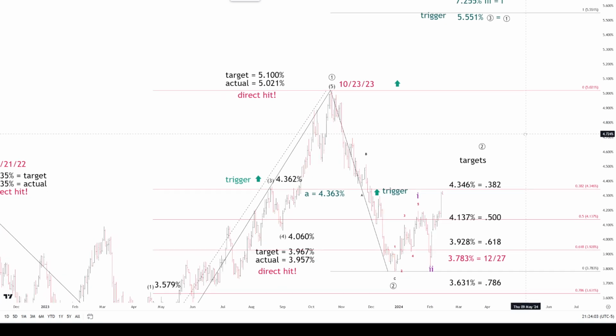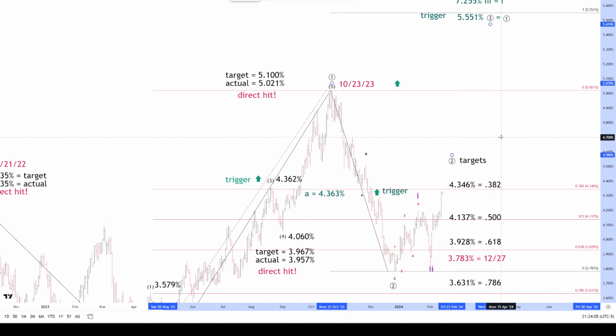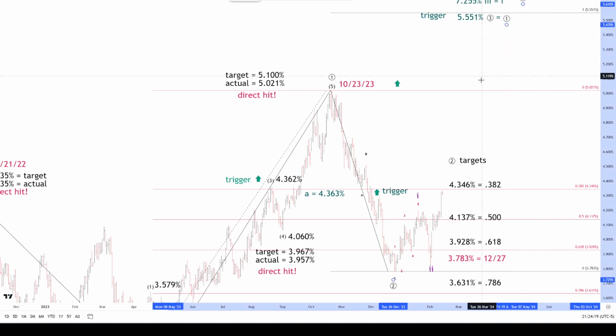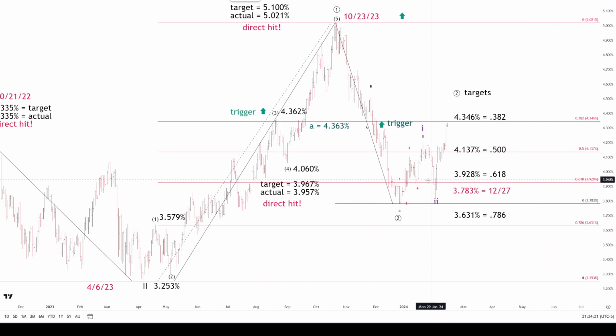People are liking them. They're working really well, so we're going to stay with them. We're looking for this trigger to pull that target, and then this trigger to pull that target, which is up here. We'll see how this shakes out. This is just beginning, this 3rd wave.